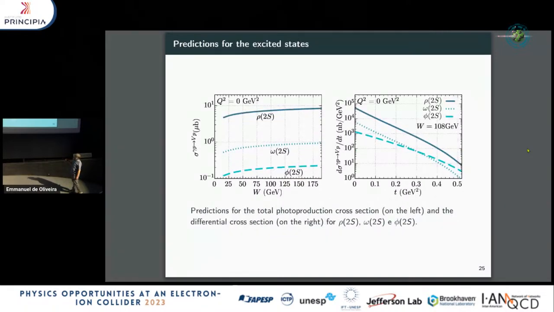And then we have predictions for excited states. We don't have data points so far for them. We can do the prediction because we have the same model for excited states and ground states, so it should work. We don't have to refit or rediscover a new wave function. We just use the same wave function, the same equation, to get the excited state wave function. And this is with the W dependence, the center of mass energy of the gamma-P system, or the t dependence as well. We can do more predictions if people are interested in measuring these excited states.